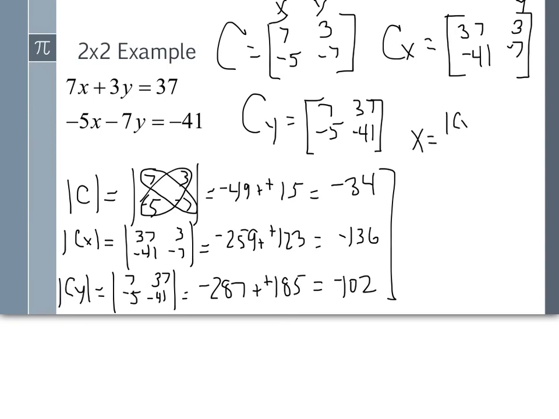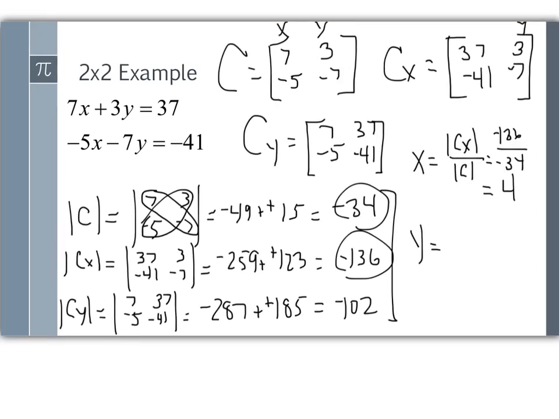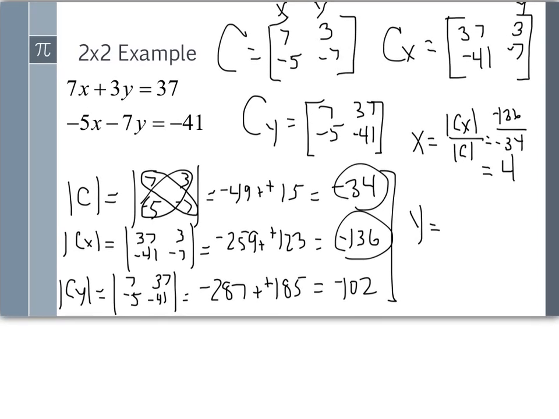X must be the determinant of matrix CX divided by the determinant of matrix C. So we take these two numbers and we divide them. So negative 136 divided by negative 34 is going to get me X equals 4. We'll do the exact same thing again with Y. So we'll take the determinant of CY and we'll divide it by the determinant of C. Now we get negative 102 divided by negative 34, so Y has to be positive 3. So the solution to my system is 4, 3.